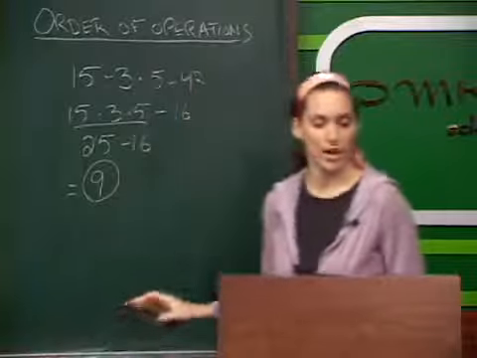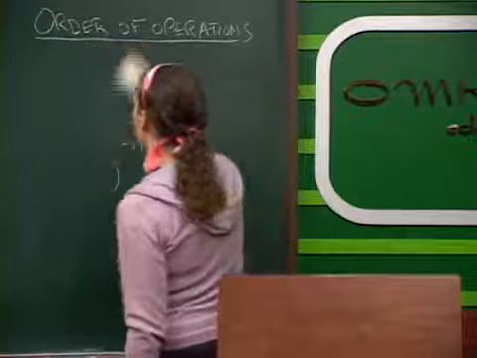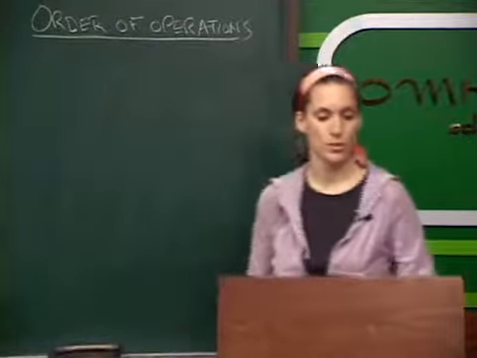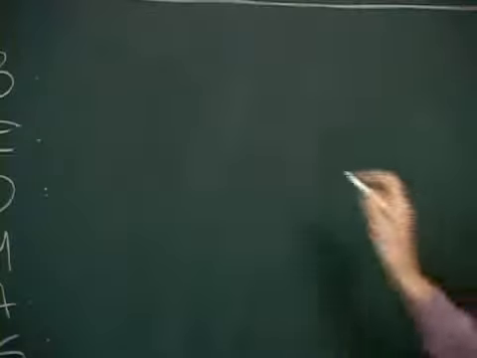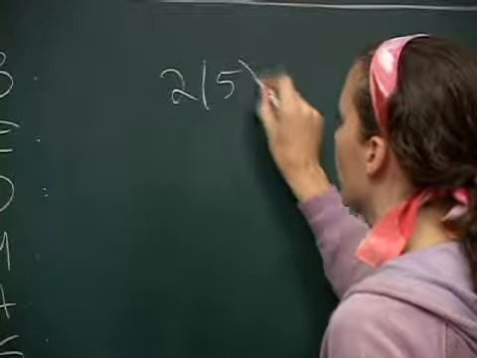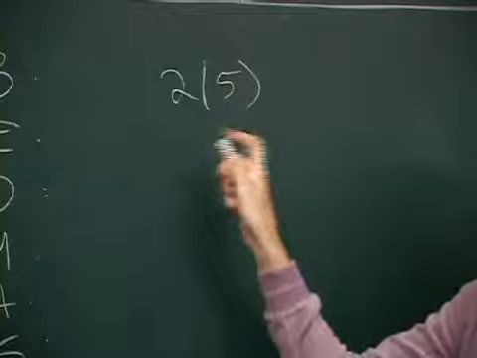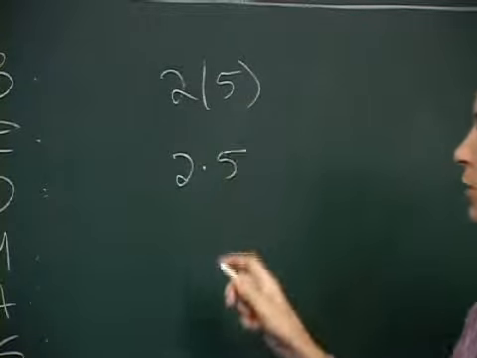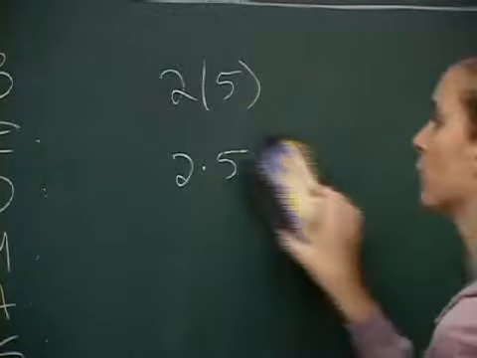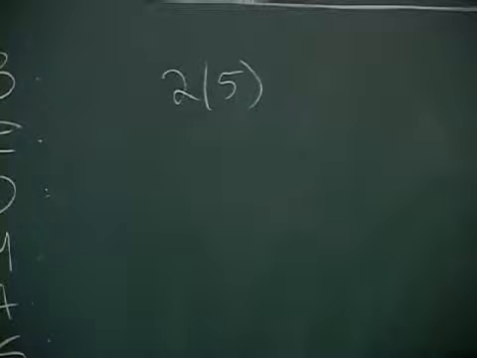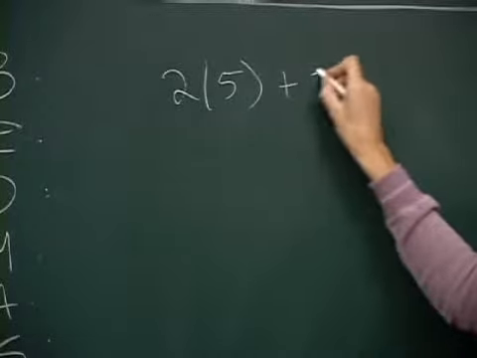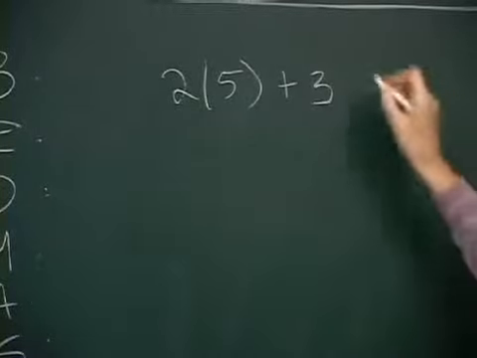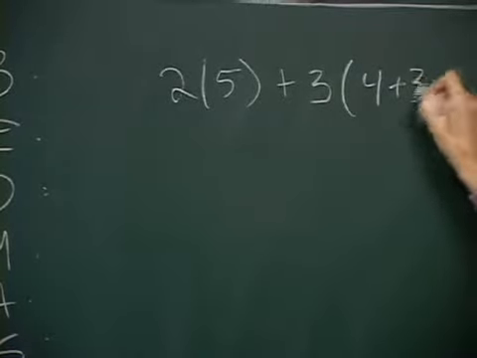All right, let's go on now and talk about grouping symbols in terms of order of operations. So here's an example with the grouping symbols. Remember, when I use the brackets, it's the same thing as saying 2 multiplied by 5. So 2 multiplied by 5, and we're going to add on to that 3 multiplied by 4 plus 3.